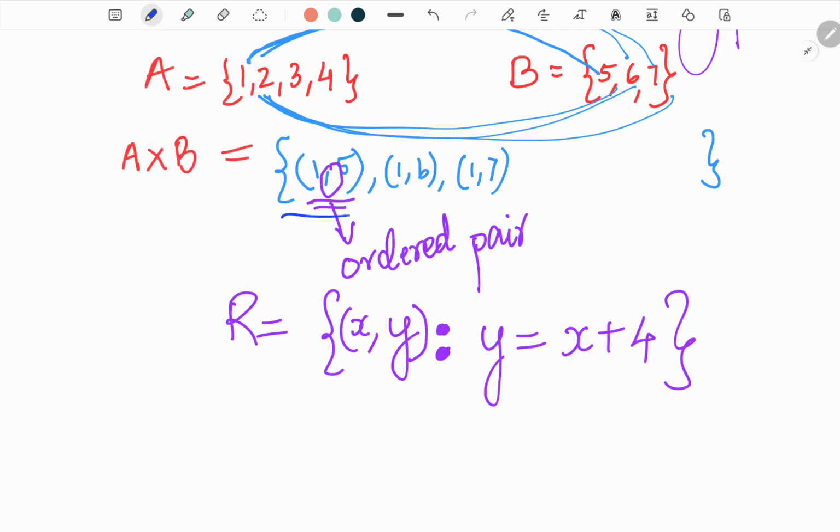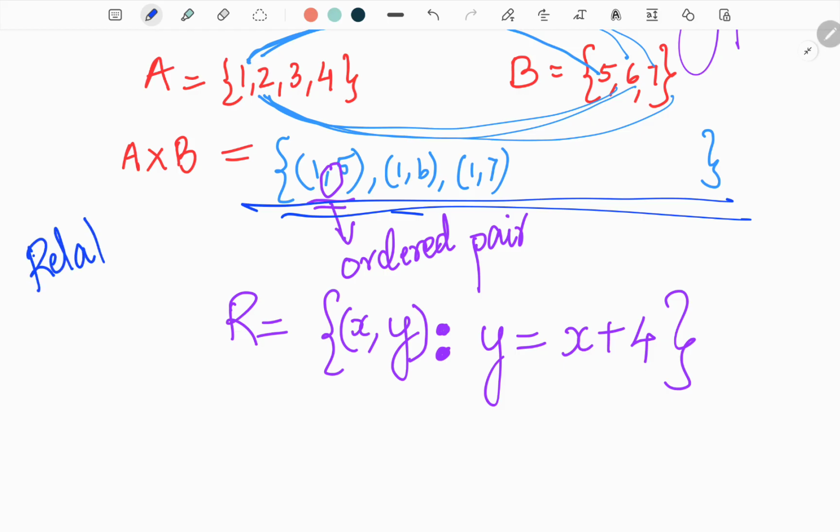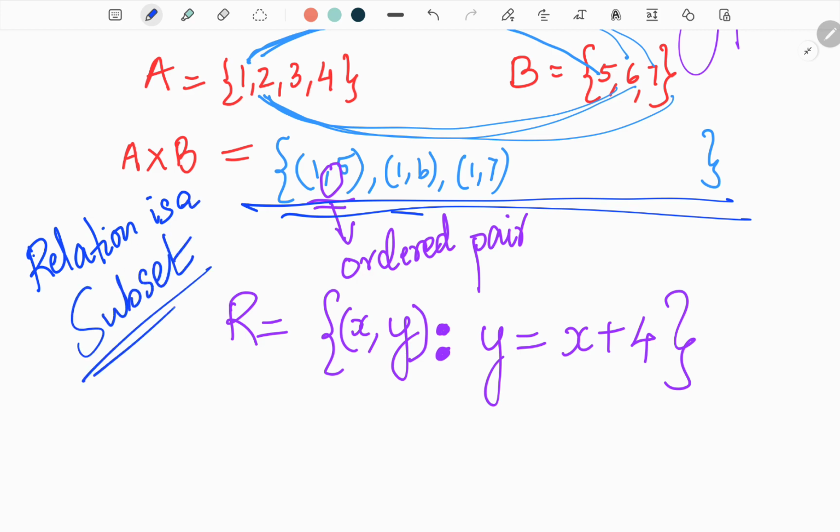So now what will happen is the set containing all the elements connected with each other is the Cartesian product. Now the relation that we have created is a part of the Cartesian product. It is a subset of the Cartesian product. So first of all, what you need to understand is a relation is a subset of the Cartesian product. That means the elements of the relation will always belong to the Cartesian product of the two sets.